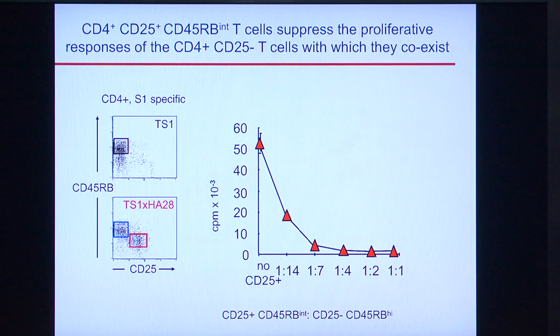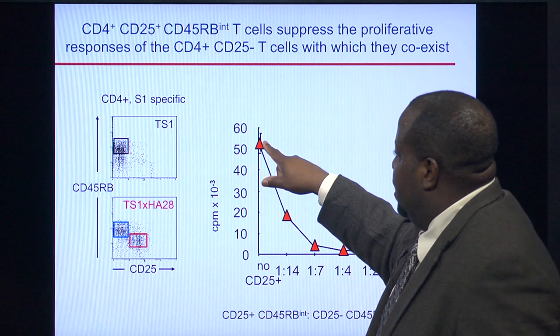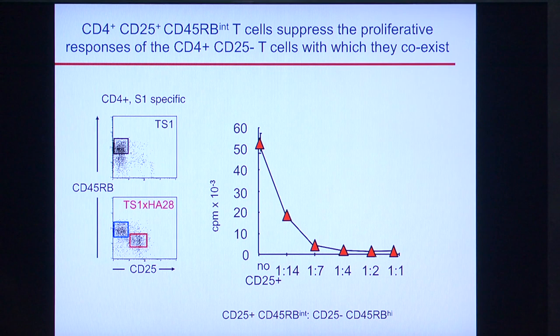And what do they do? Well, these guys in red, those are our regulatory T cells. These are our normal conventional cells. If you activate T cells, then one of the things that they do is they proliferate. So CPM stands for counts per minute. So we can actually measure proliferation by the amount of radioactivity these cells incorporate.